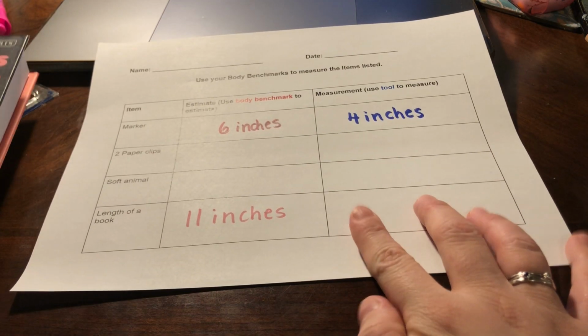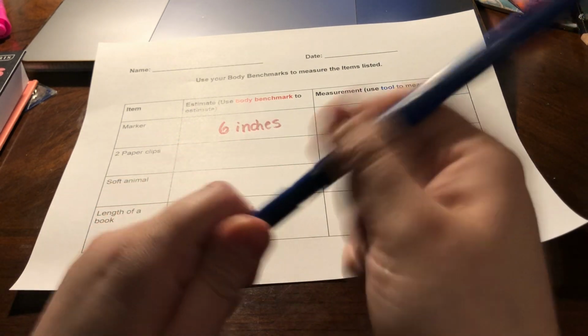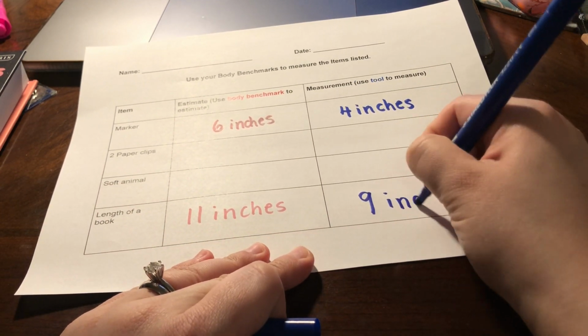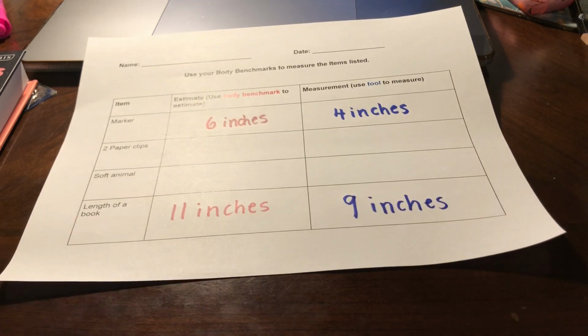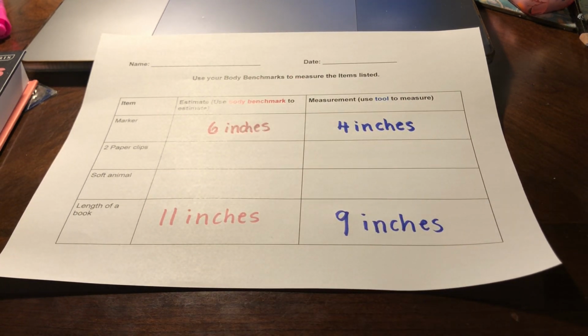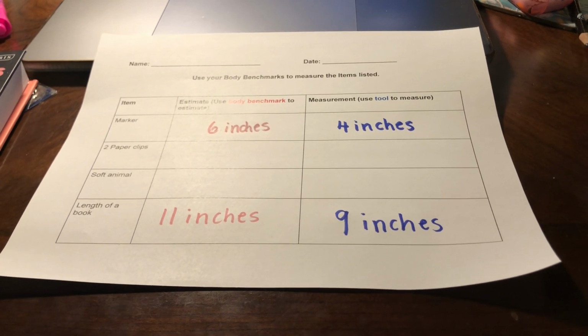So I was, once again, quite close, but a little bit off. So when I actually used a ruler to measure my book, I got 9 inches. So that's 2 inches off from when using my knuckle, just like I was 2 inches off when using the marker. So I hope you have fun with this activity and have fun practicing.